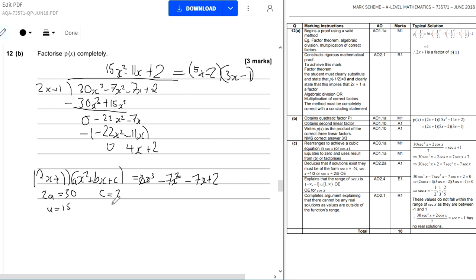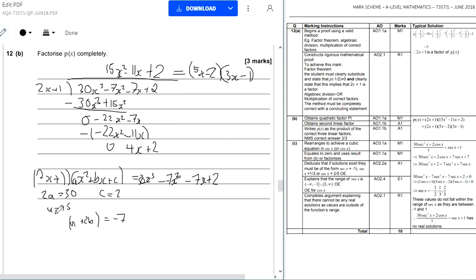And then you can use your x squared terms. So how else am I going to get x squared? Well, I can multiply ax by 1, so ax. I can multiply bx by 2x, so plus 2b. Yeah, that's the only way I'm going to get x squared. And I know that's going to be equal to minus 7, because the coefficient of x squared is minus 7.